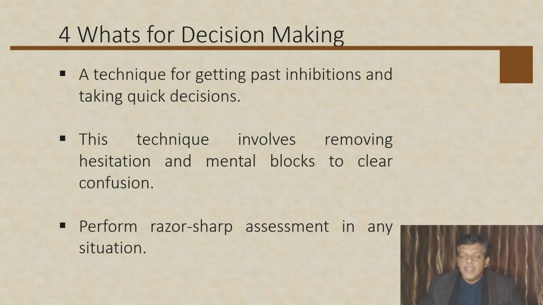So this technique of 4 whats for decision making is a technique for getting past inhibitions and taking quick decisions. This technique involves removing hesitation and mental blocks to clear the confusion. You can perform razor-sharp assessment in any situation using this technique.